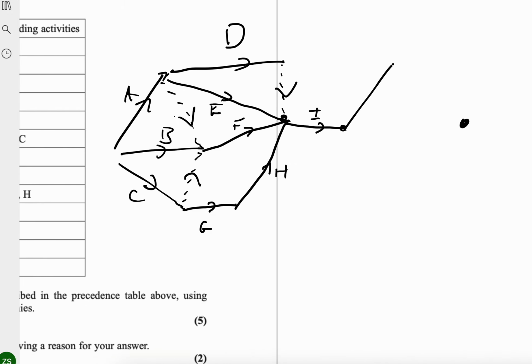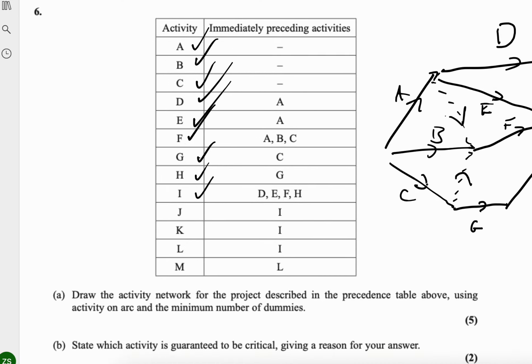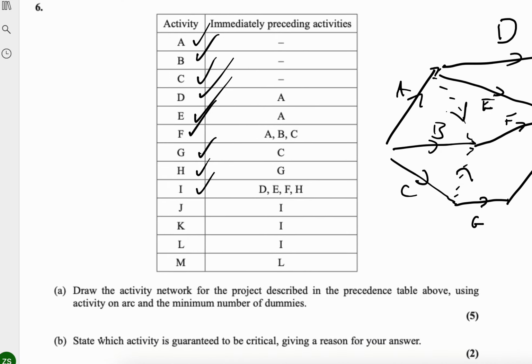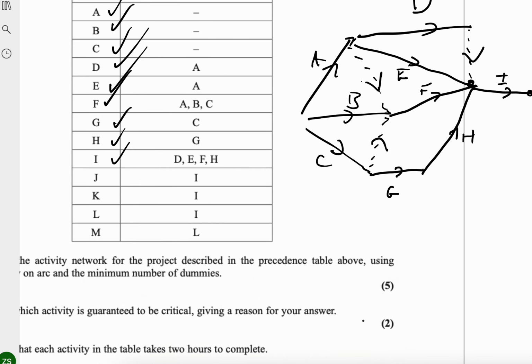So we're going to have J, K, so that should be that, L, and L also needs to lead to M to the sync. M, and then J needs to head back to the sync node via dummy. So we've done that with 1, 2, 3, 4 dummies. Draw the activity using activity on arc and minimum number of dummies. So I think 4 dummies is pretty fine for that.